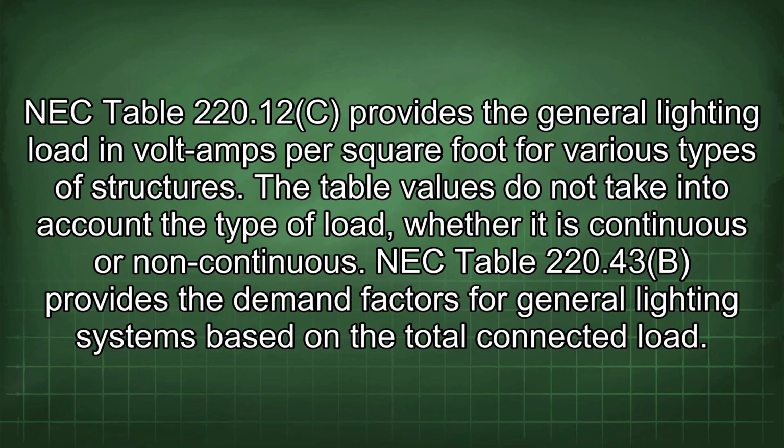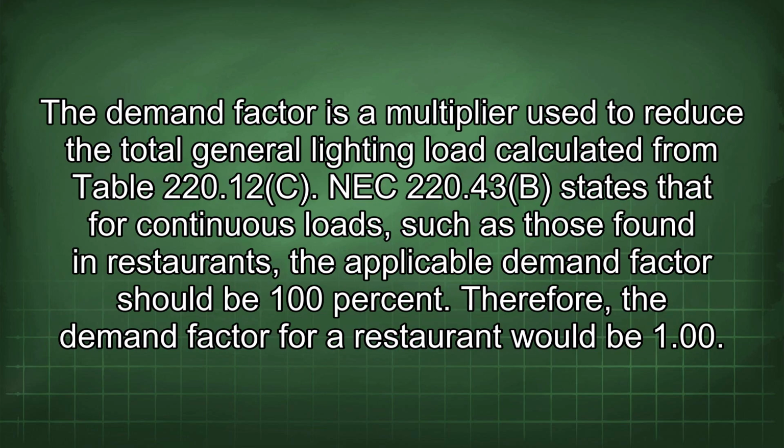NEC Table 220.43(B) provides the demand factors for general lighting systems based on the total connected load. The demand factor is a multiplier used to reduce the total general lighting load calculated from Table 220.12(C).